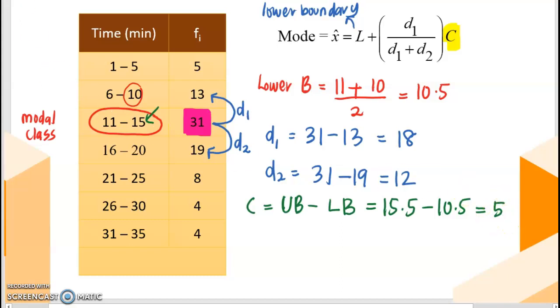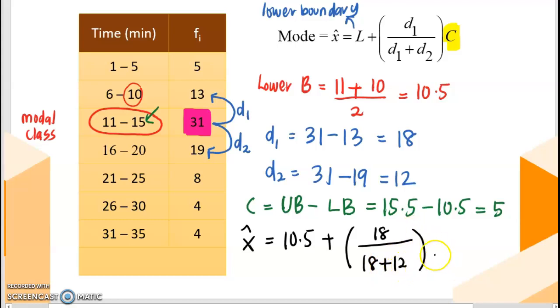And then we are going to substitute into the formula. Our mode is equals to lower boundary 10.5 plus D1 is 18 divided by 18 plus 12 multiplied by 5. Our mode is 13.5.